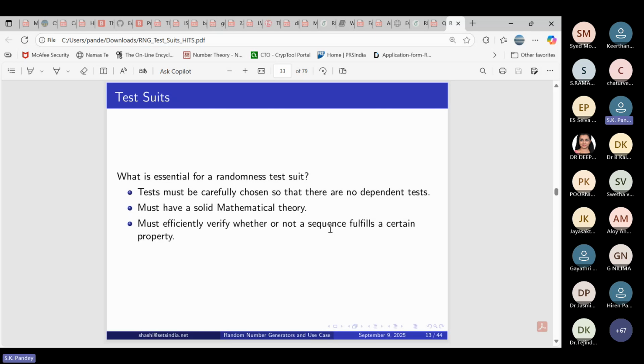The last one is quite essential: efficiency. If you develop some technique to look for a pattern in a very computationally expensive way, then this will not work, because almost all those previous test suites I mentioned are quite efficient. Whatever parameters they fixed to see in the binary sequence, they chose them in such a way that you can efficiently apply those tests and verify whether the generated sequence is random or not.